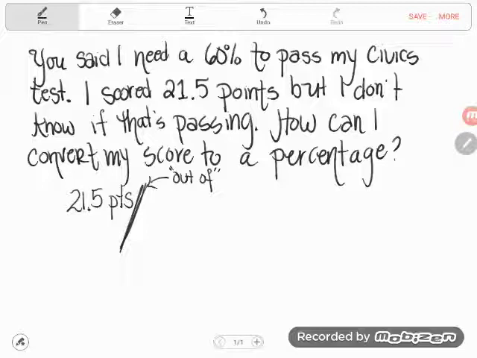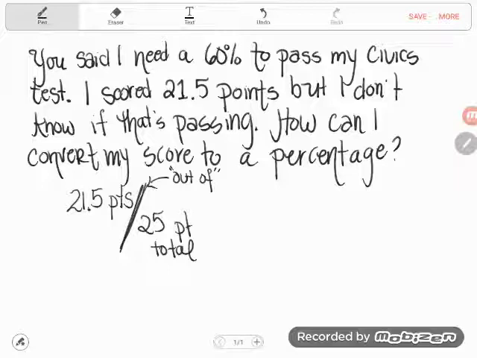I mean, if there were only 22 points on the test, she did really, really well. Whereas if there were like 400 points on the test, she did very, very poorly. This 21.5 was out of how many? Well, it turns out that this civics practice test that I gave her had a total of 25 points available. So she scored 21.5 out of 25 total.